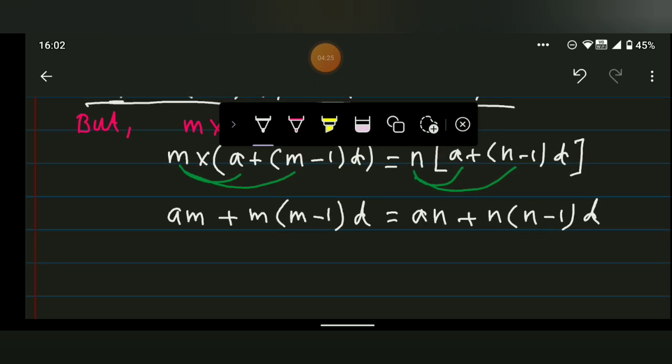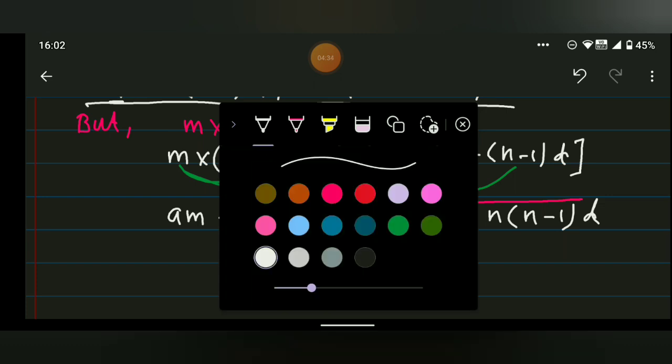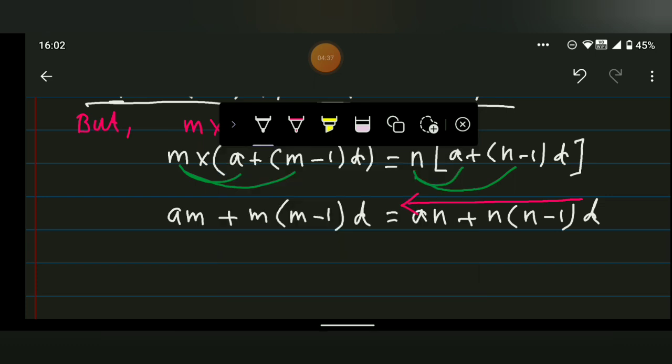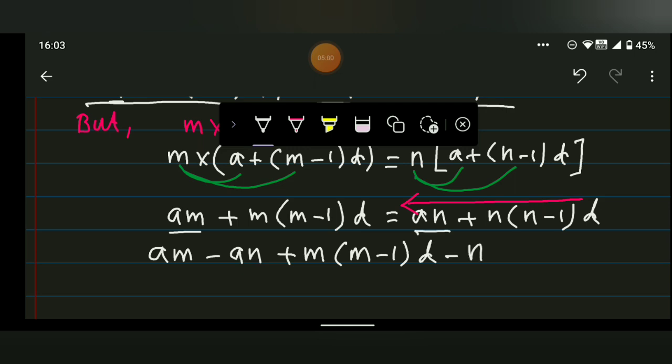Now we have to move the other side of the equation to the opposite direction. I will rearrange the terms: am, then an with the opposite sign by transferring to the other side, minus an. The remaining terms are plus m into the bracket m minus 1 into d, along with the term from the other side, minus n into the bracket n minus 1 into d. All these terms are equal to 0.